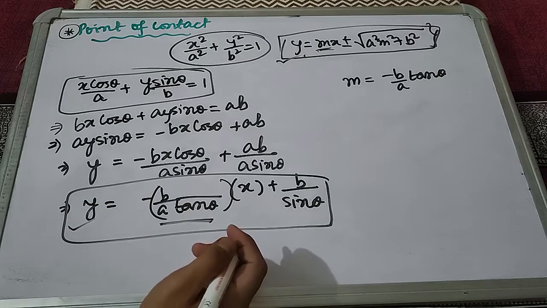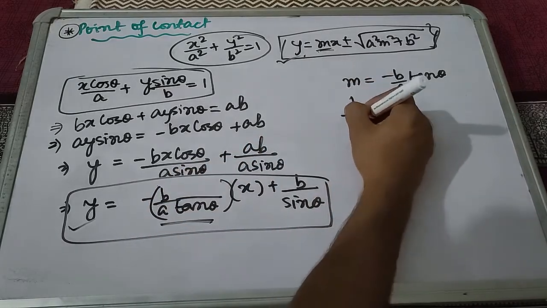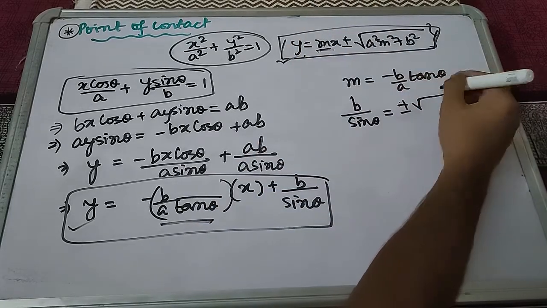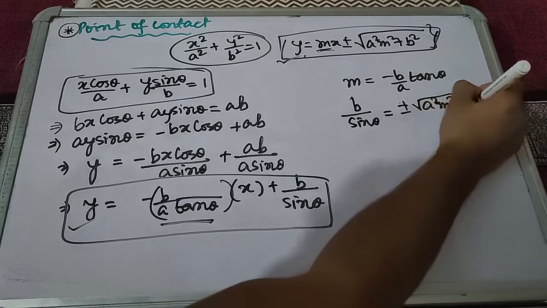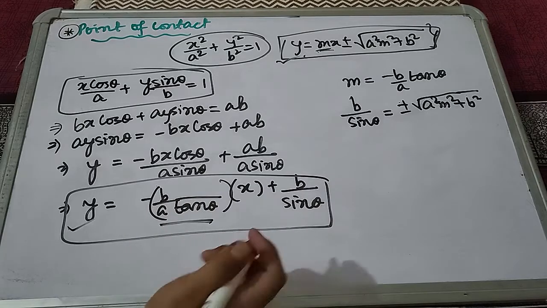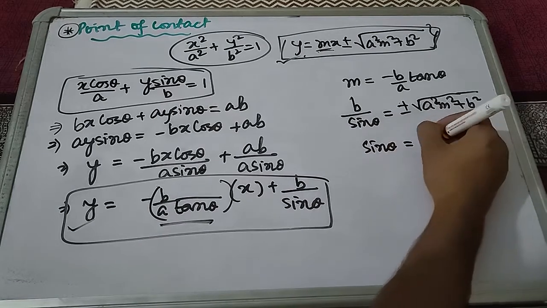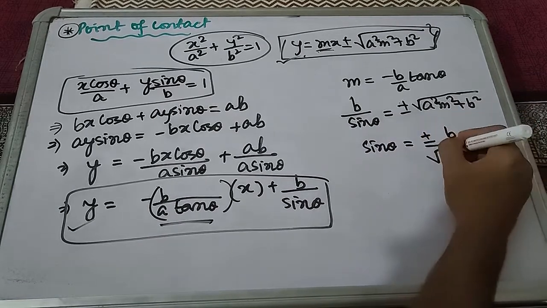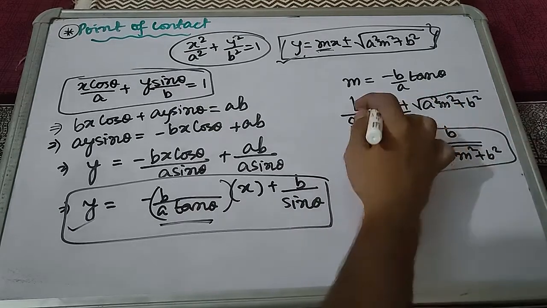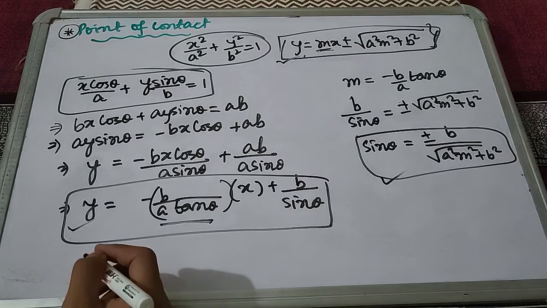Another thing we can get from this is that b by sin theta equals this thing, which equals plus minus under root a square m square plus b square. We are comparing both the equations as both these equations are same. So from here we can get sin theta equals plus minus b by under root a square m square plus b square. Sin theta goes here, this term comes down, so sin theta equals plus minus b by under root a square m square plus b square.